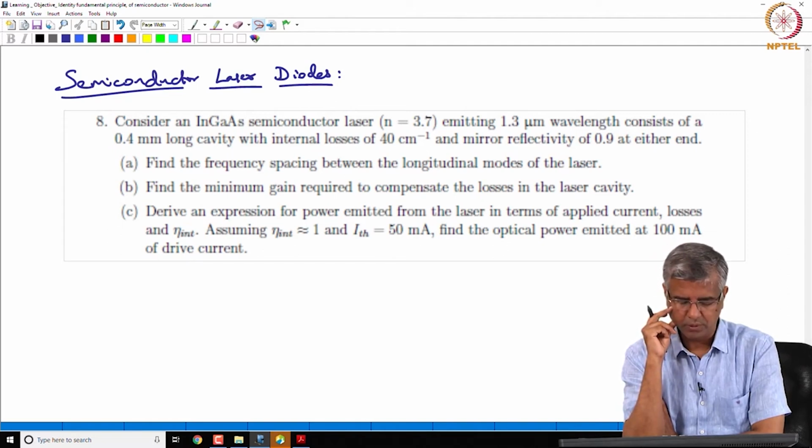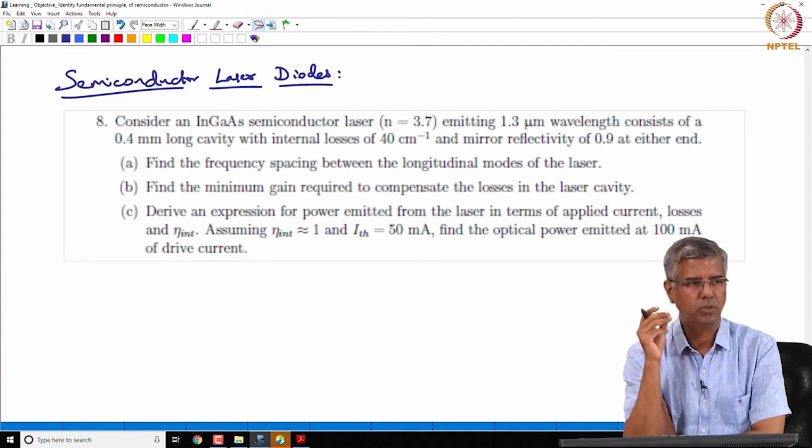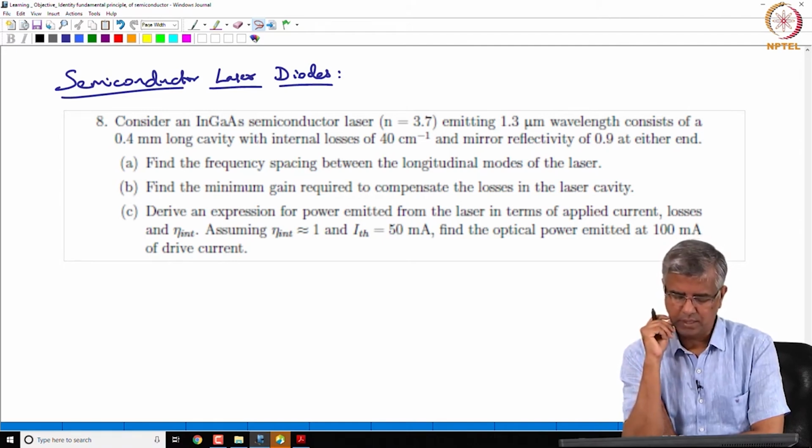So, find the frequency spacing between the longitudinal modes of the laser. So, that should be relatively easy to do. We know that it corresponds to c over 2nL. So, n is given, L is given, so it is just a direct substitution.